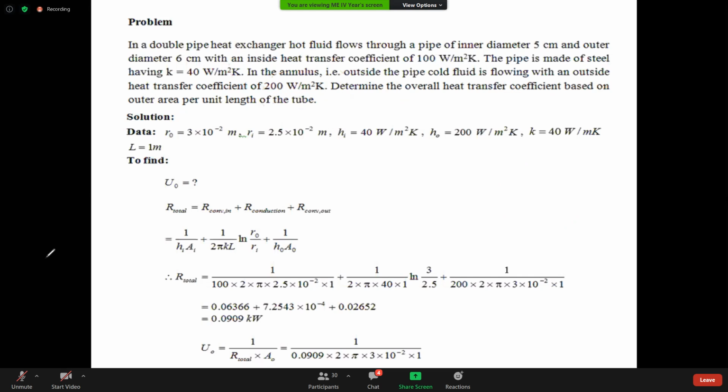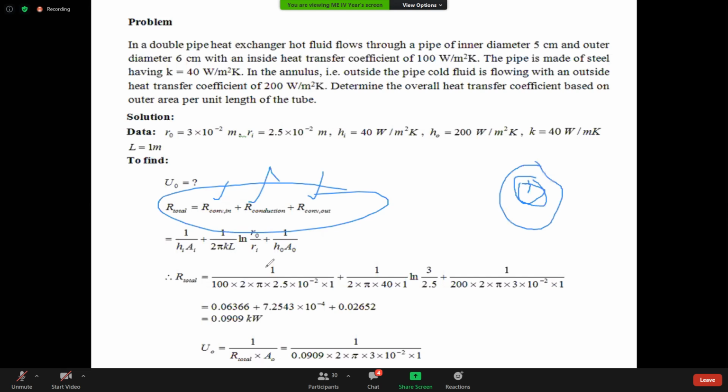Right. R total is this: conduction, conduction and convection. This is a tube: from here to here convection, from here to here conduction, and to the outer tube convection. The third: 1/HiAi due to convection, due to conduction is this, due to convection to outside fluid. R total, first find out here.